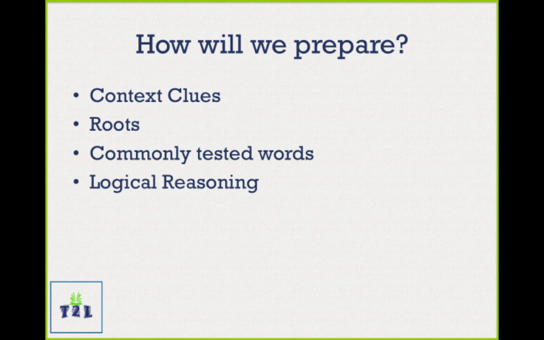So how will we prepare? First, we'll talk about context clues and how to use them in deciphering the meaning of words and choosing the right words for the sentence completion questions. Then we'll go over common roots so that even if you see a word that you don't initially recognize, you can decipher the meaning using your knowledge of Greek and Latin roots. Then we'll help you memorize commonly tested words so that you are prepared for words that appear often. Finally, because the SAT focuses largely on logical reasoning, we will make sure that your logical reasoning skills in terms of context clues and roots are sound so that you can score well.